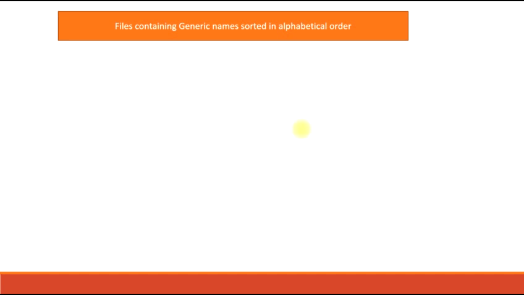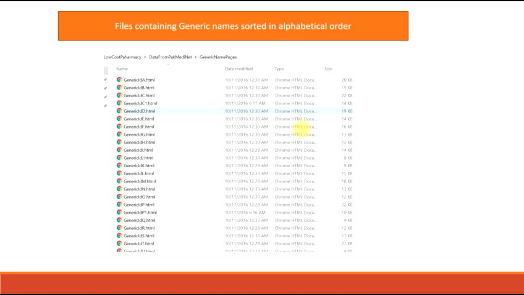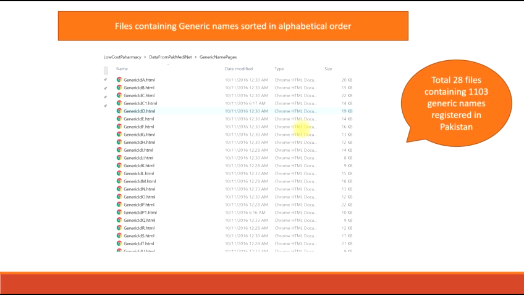Okay, so this is a picture of all the files that I have extracted for generic names, all the pages on my local machine. Actually, I got 28 files, and there were a total of 1103 generic names. So now we have a count that 1103 generic names have been registered in Pakistan.